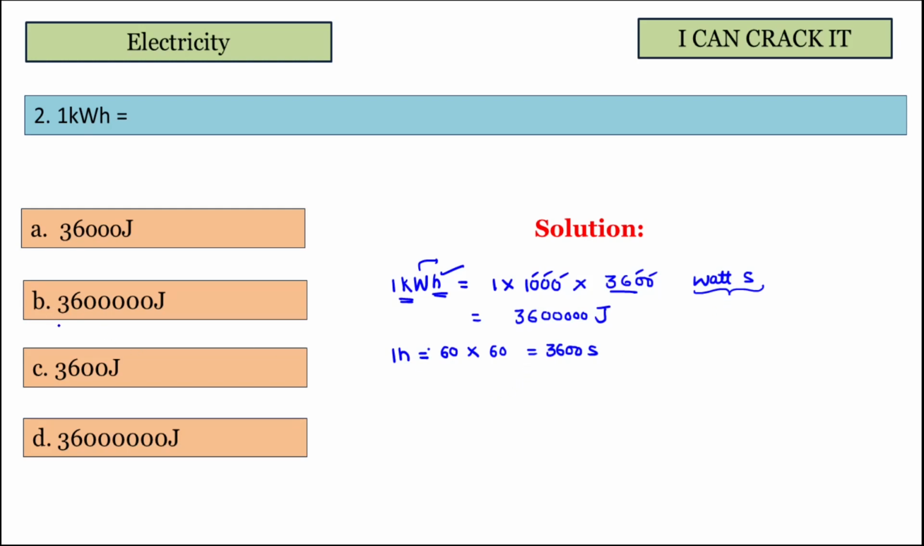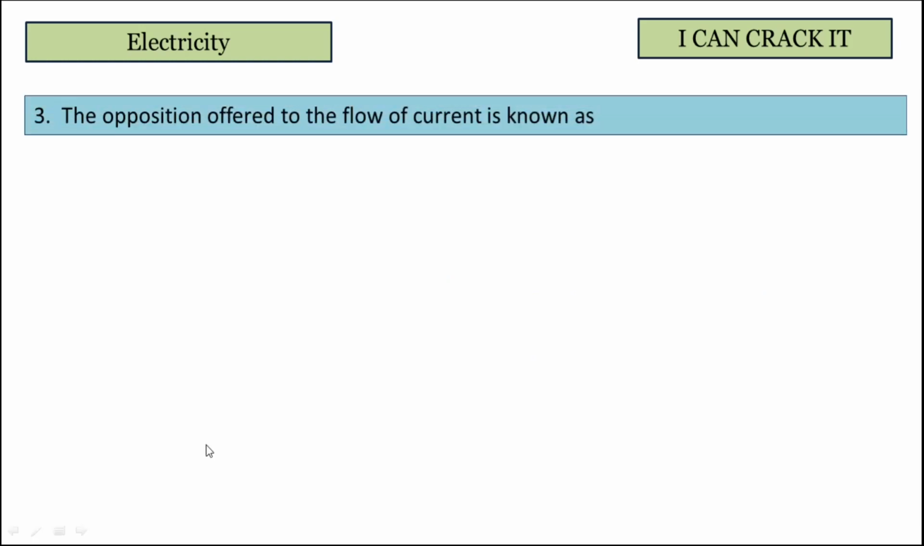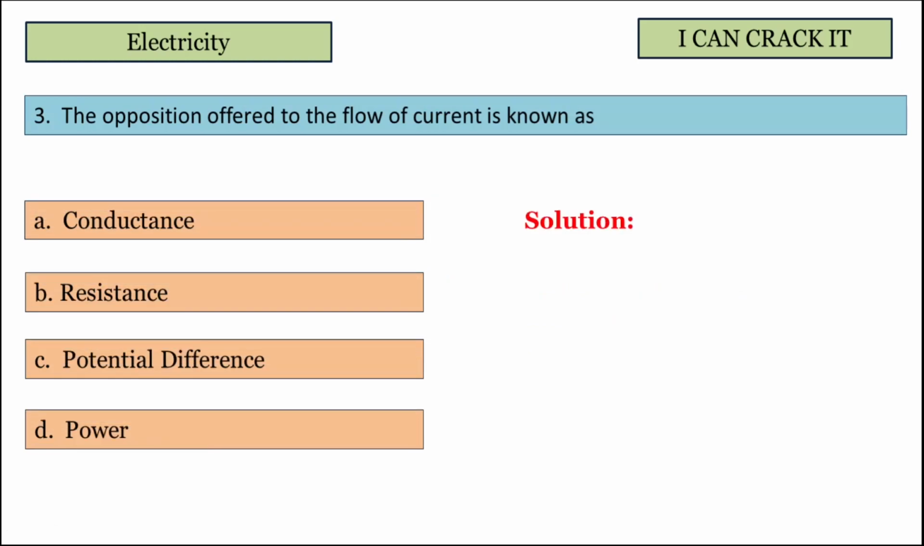So which option? See here, option B, 36, and here you have 5 zeros. So it means this is 36 lakh joules. So 1 kilowatt hour is 36 lakh joules.